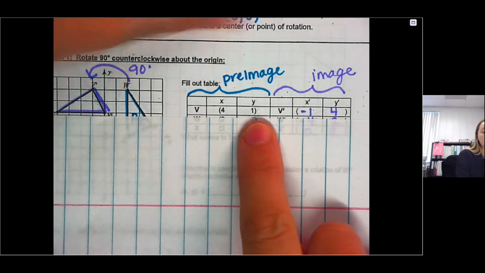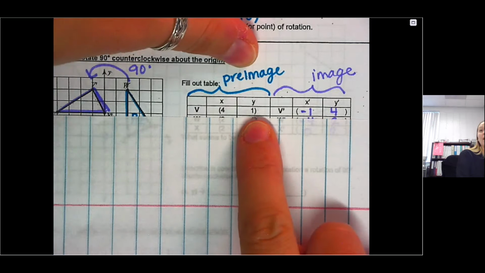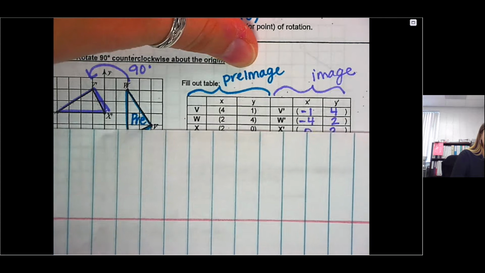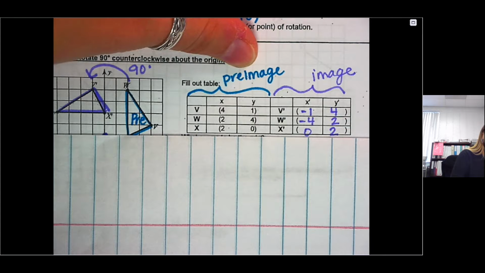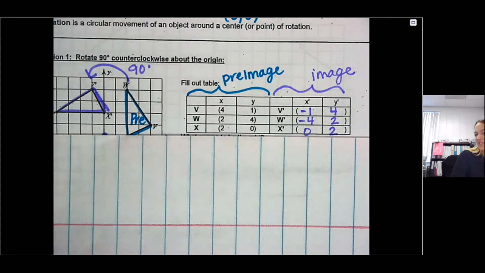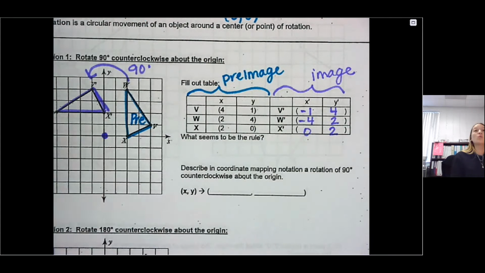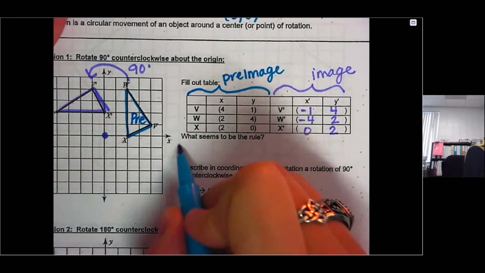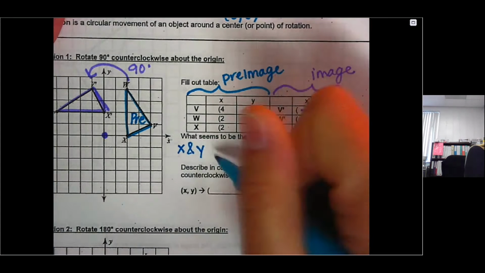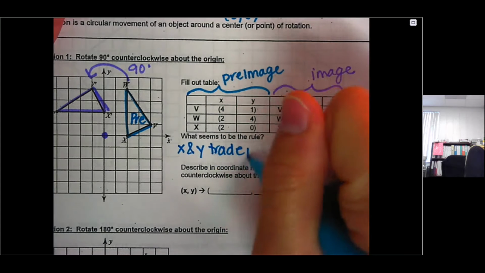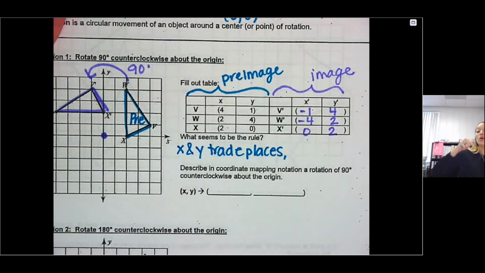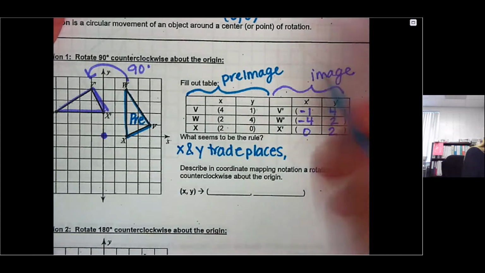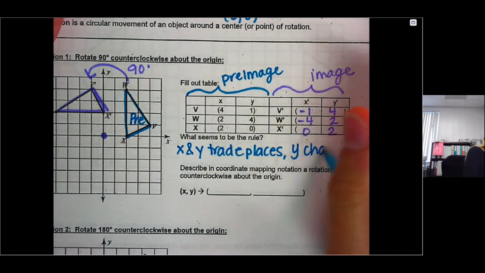We always start with the pre-image, right? So it's my Y value that's changing. Does that work for the next one? Yep, and does that work for the last one? Yeah, but 0, right? We can't change it because it's a 0. So my rule in words is my X and my Y are trading places, or change positions, whatever you want to write. And the original Y value now changes signs. It becomes negative. So my Y changes signs.